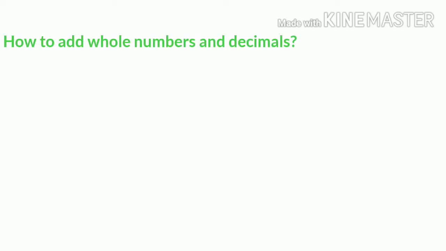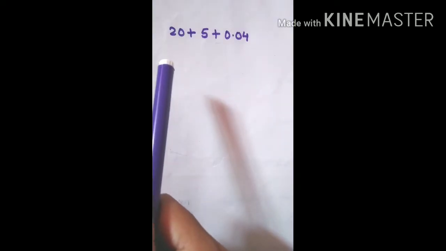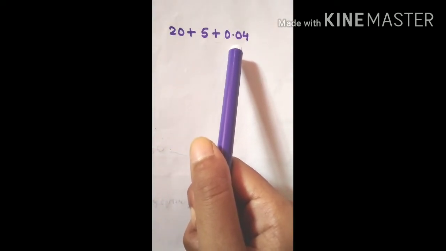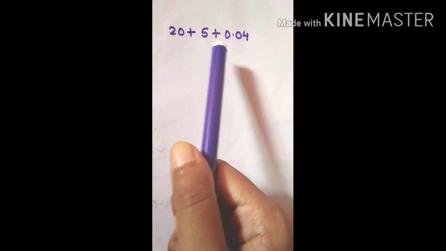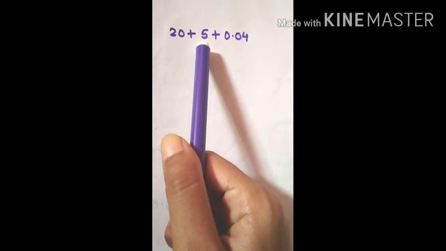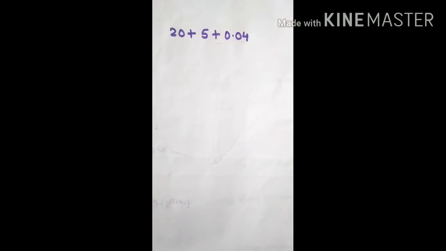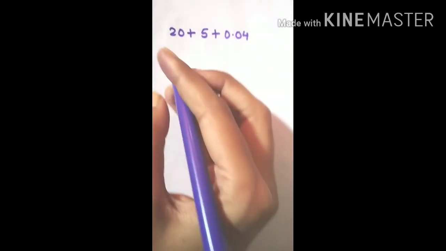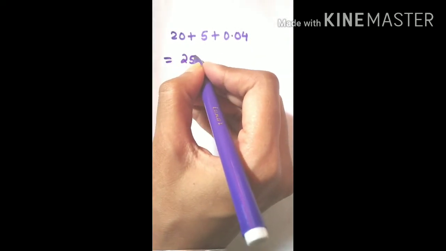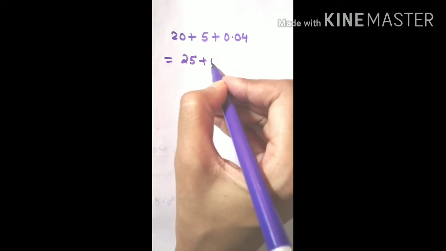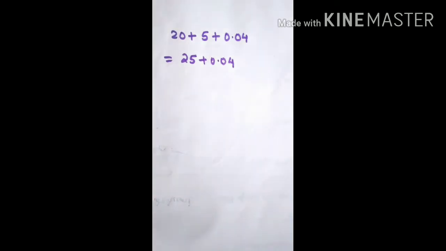Now students, you will learn how to add whole numbers and decimals. Look at this question. Suppose I want to add this whole number and this decimal. Then first what I will do is, I will add the whole numbers first. That is, I will add 20 and 5. 20 plus 5 is 25. So I will write 25 in place of 20 and 5. And I will write 0.04 as it is.